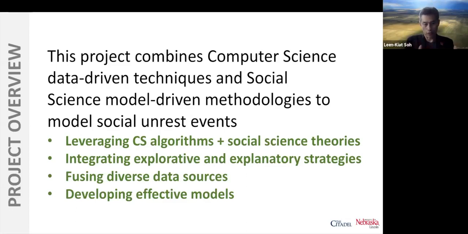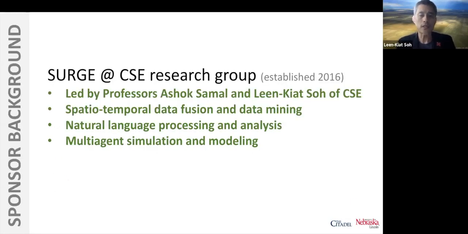We also, through this project, want to fuse diverse data sources, and we'll see some of the data sources at a later part, and develop effective models. And the SURGE at CSE research group was established back in 2016, led by Professors Soh-Samal and myself of CSE. There are three main areas that we are interested in terms of research: spatial temporal data fusion and data mining, how to fuse data, how to discover patterns or interesting topics from the data.